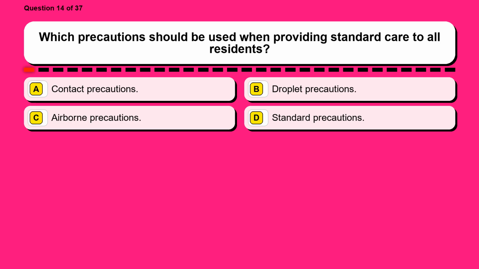Question 14. Which precautions should be used when providing standard care to all residents? Option A, contact precautions. Option B, droplet precautions. Option C, airborne precautions. Option D, standard precautions.